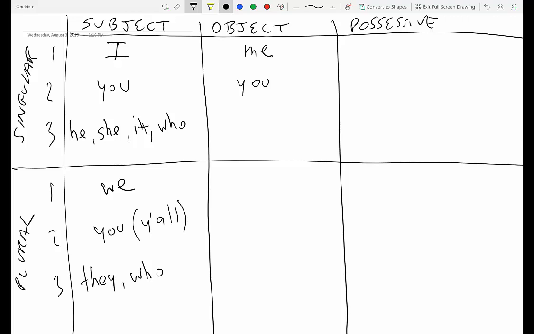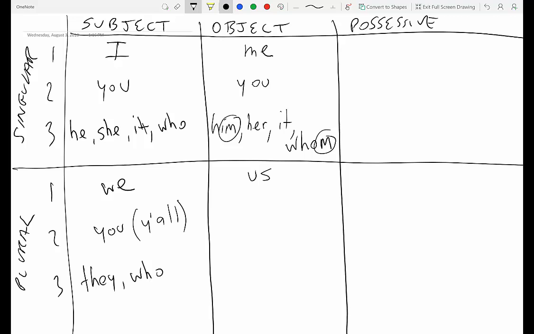Third person singular. He has the ball. Give it to him. Give it to her. Give it to it. And if it's the case of who, who becomes whom. And if you can use the word him ending in M, you can use the word whom ending in M. Give the ball to him. Then you ask the question, to whom should I give the ball? That's object form.